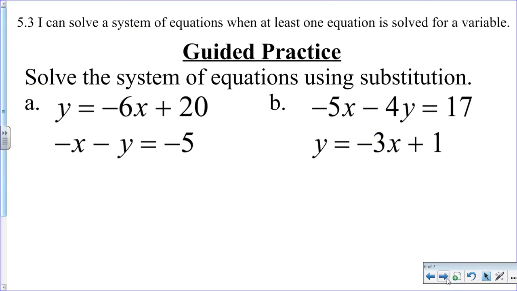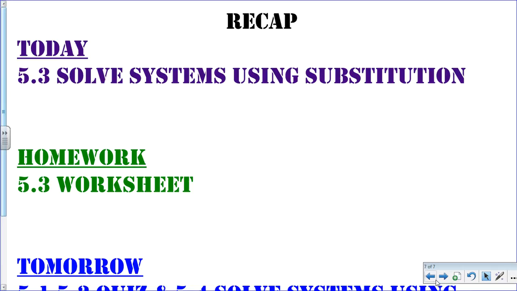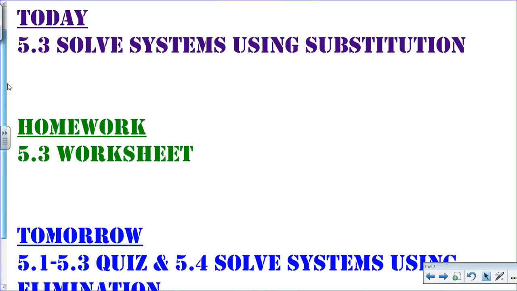Go ahead and try these guided practice problems. And when you finish, have your answers checked. And if you have them done correctly, we will give you your homework. If you made a mistake, we'll help you figure out that mistake.